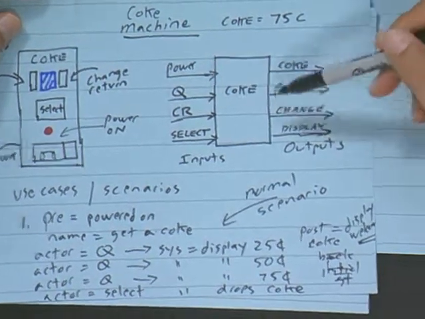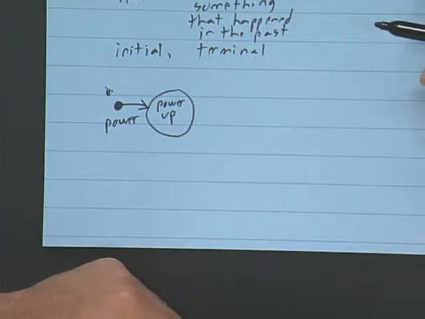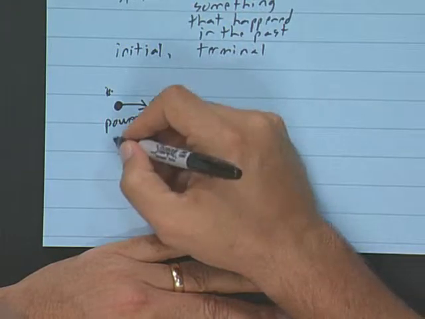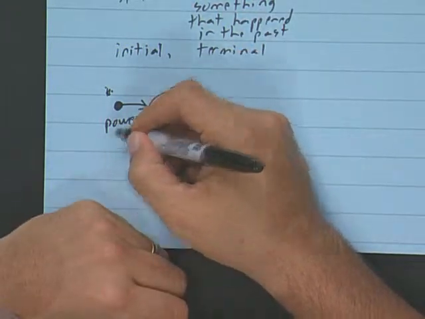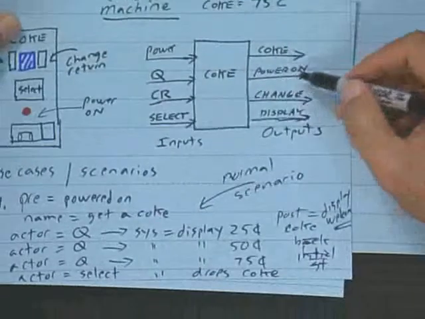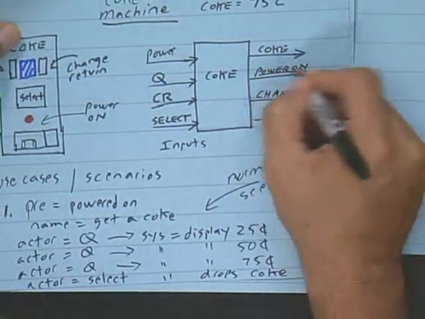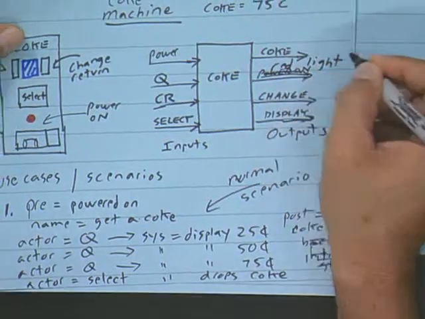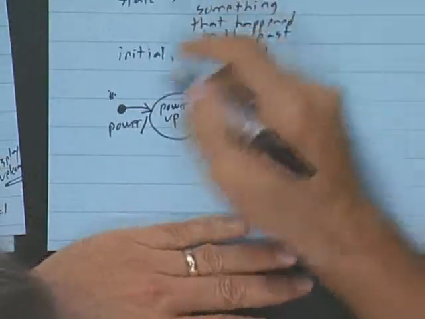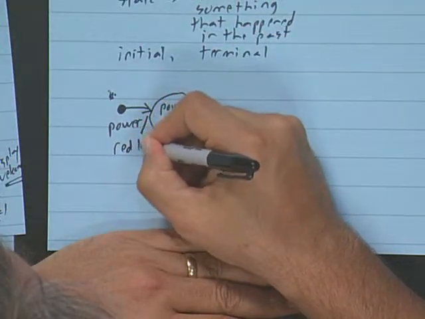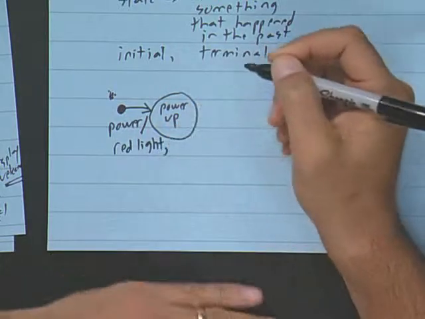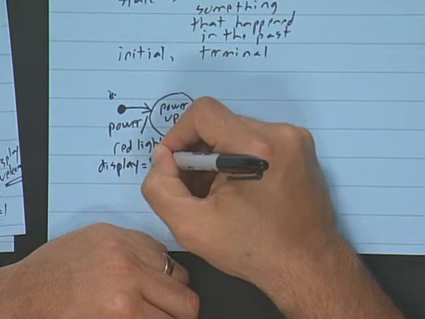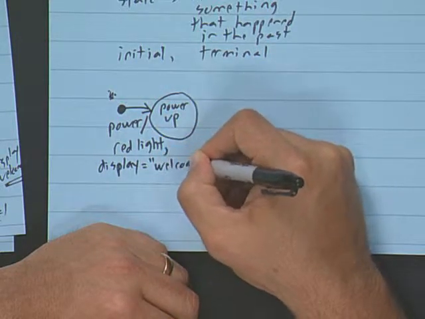So how do we represent that in this diagram? Well, we can just put a slash after the input, and then we can list our outputs. Actually, I don't like this power on. It doesn't sound right. Let's instead just call this red light. It makes it more obvious. So for the power on, the two outputs are red light and the display. And we set the display to say welcome. Okay?